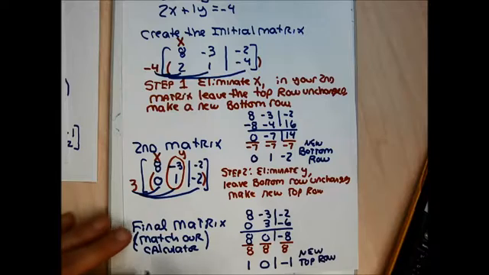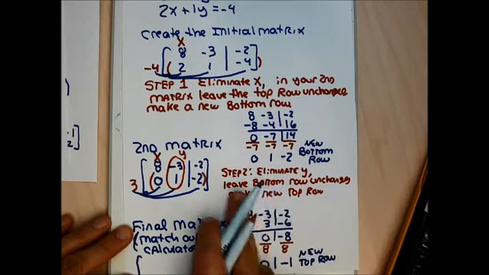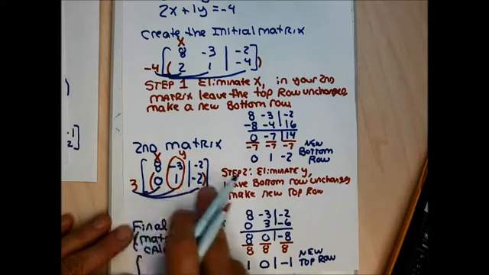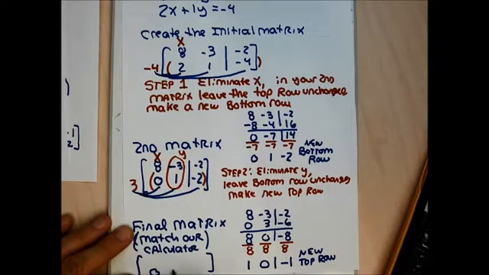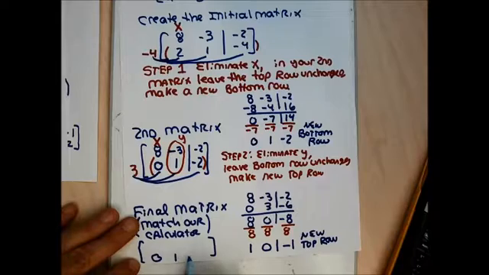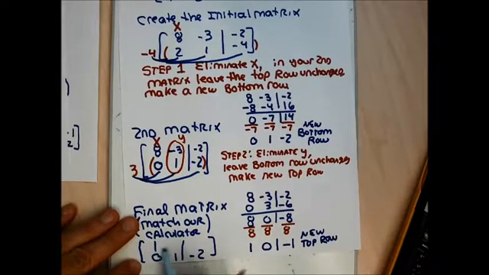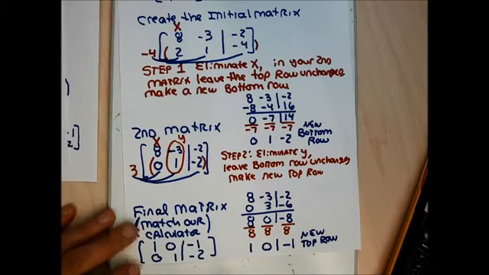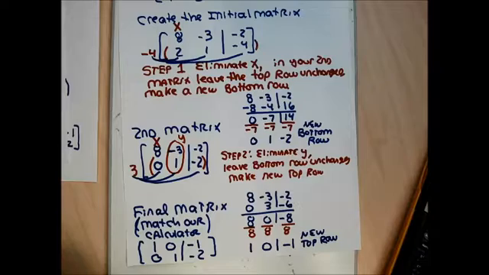I'm ready to write my final matrix. For my final matrix, the bottom row is going to be unchanged. So that bottom row of 0, 1, and -2 is going to be unchanged. My new top row is going to be 1, 0, and -1. That tells me the answer is -1 and -2.